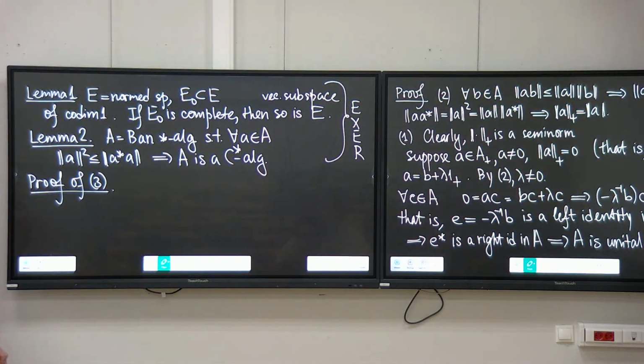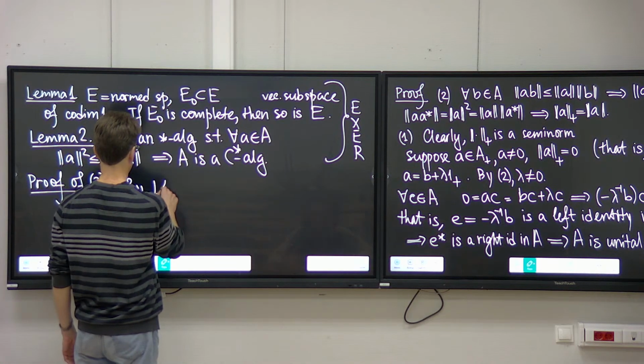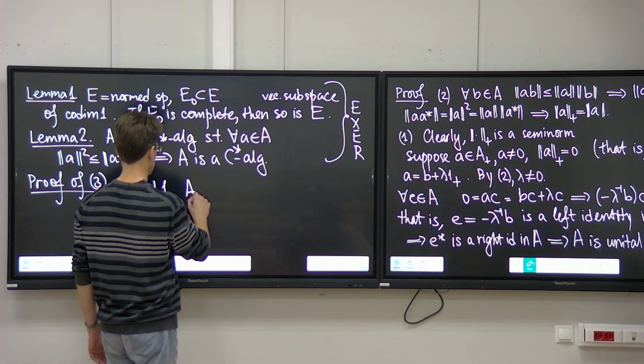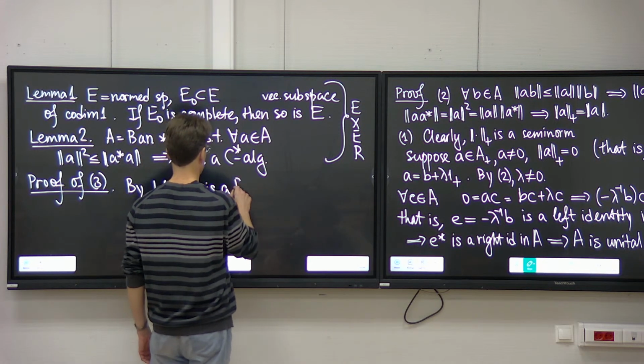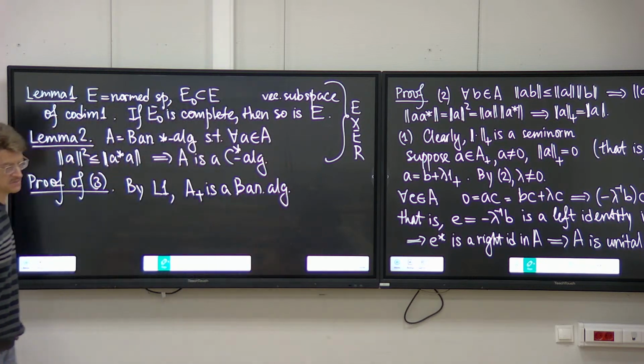So we want to show that A plus is a C-star algebra. First of all, lemma 1 implies that it is complete. By lemma 1, A plus is a Banach algebra. So clearly this norm is submultiplicative. So it is a normed algebra. The operator norm is submultiplicative. So it is a normed algebra, and it contains A as a codimension one subspace. But A is complete, and so A plus is also complete.